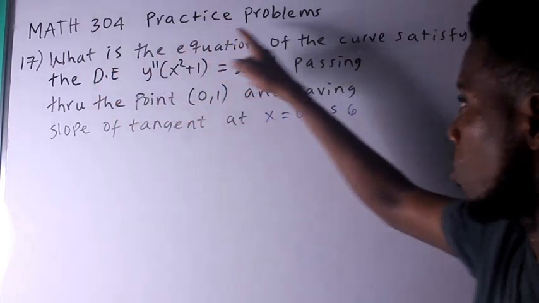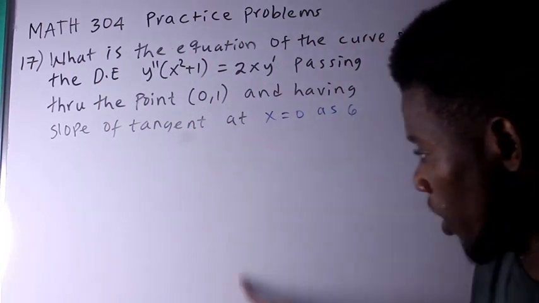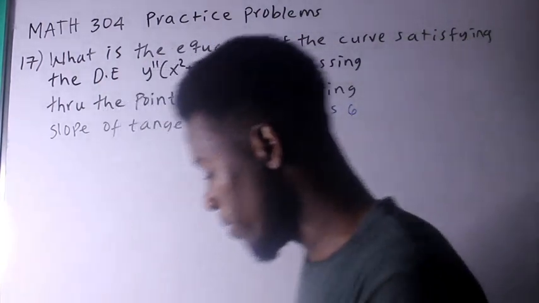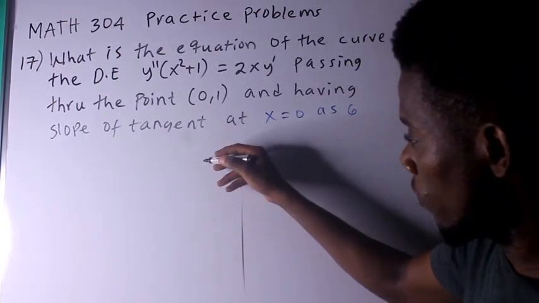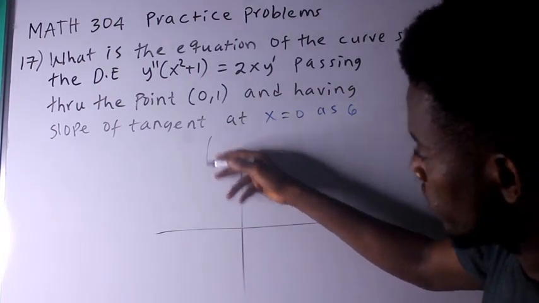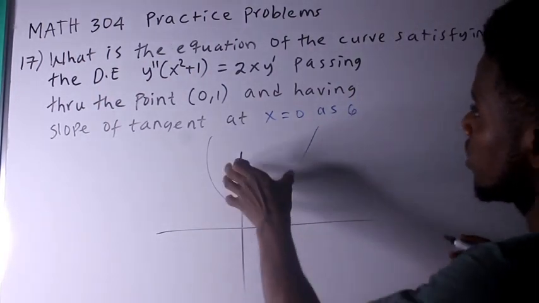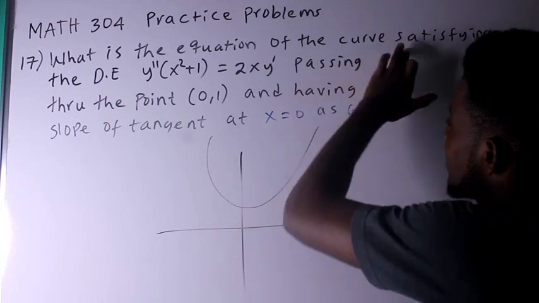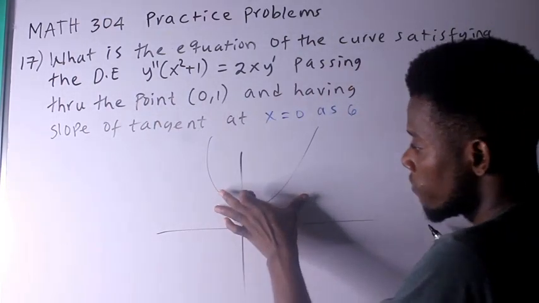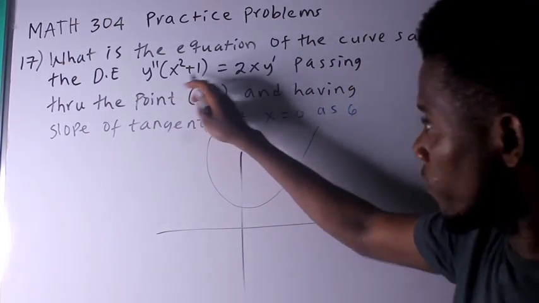We want to find the equation of a curve. So let's give you a pictorial understanding of what this is. We have the curve like this. We want to find the equation of this curve that satisfies this differential equation. So the curve, whatever curve, satisfies this differential equation.